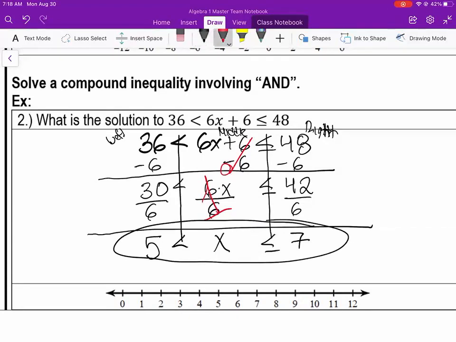Now notice that on this one, there's no equal sign, which means you're gonna have an open circle at 5. This one has an equal sign, which means it's gonna have a closed circle at 7. So let's go ahead and do that. Let's put an open circle at 5. And let's put a closed circle at 7. And once you do that, all you got to do is connect them, and that's your solution.